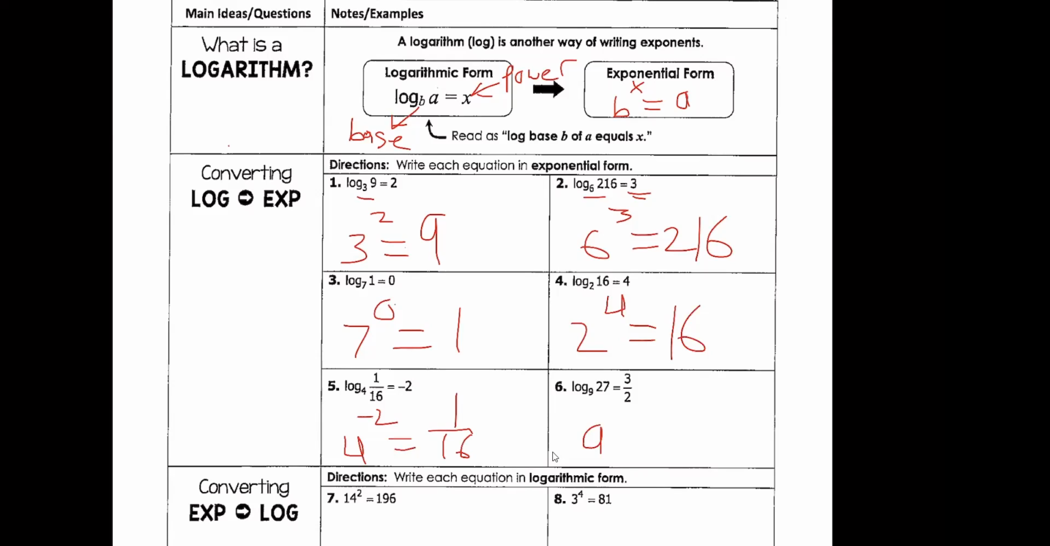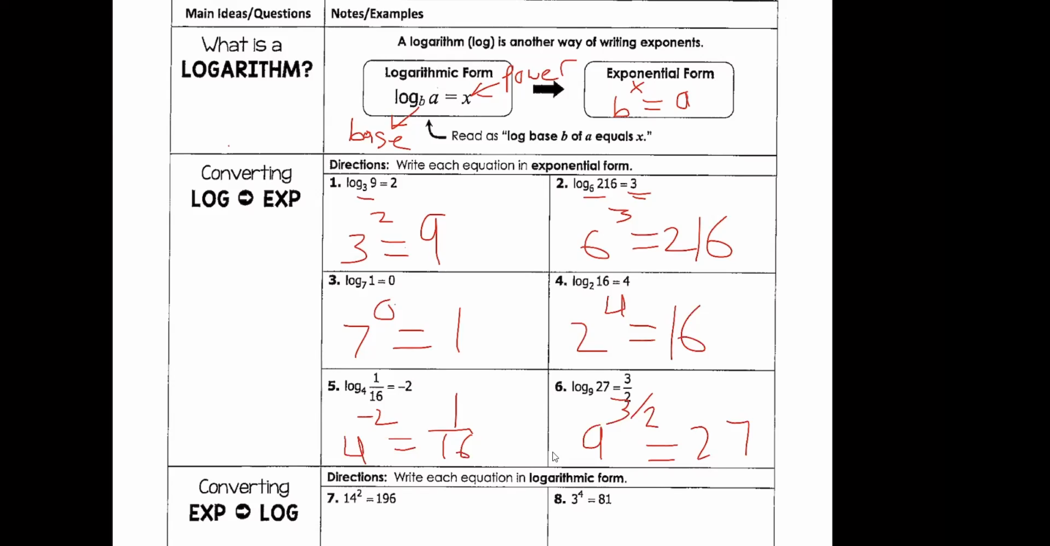So then same idea here, 9 up to the 3/2 equals 27. Remember, when you have a fractional exponent, you could either take that up to the 3rd power or square root it first. So if you square rooted 9, that would be 3. 3 up to the 3rd power would be 27. You could also do 9 up to the 3rd power. What would that be?